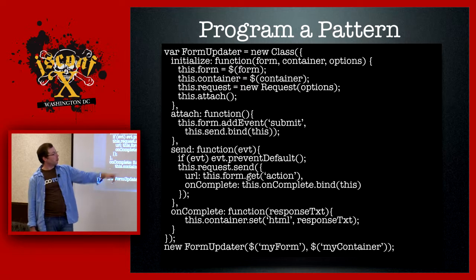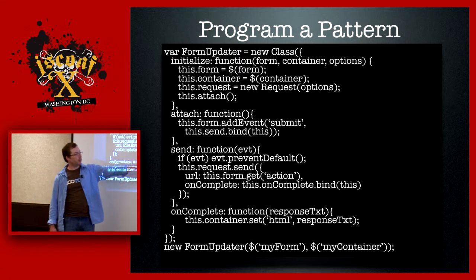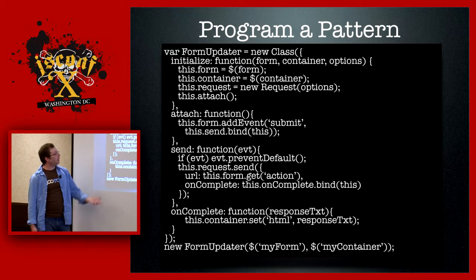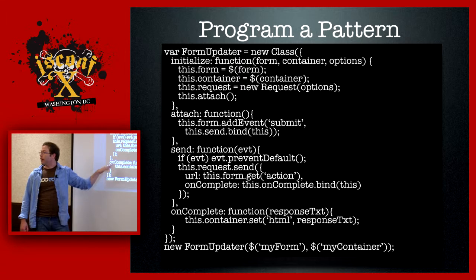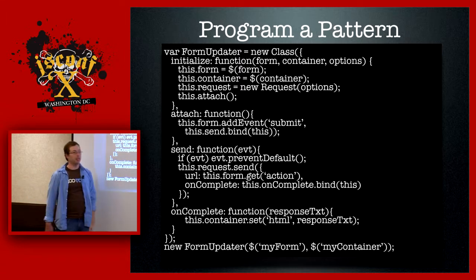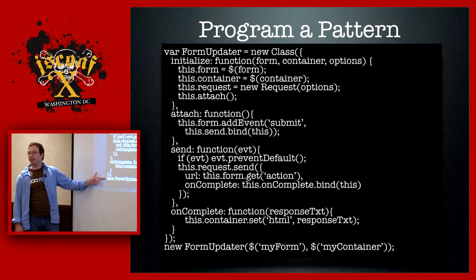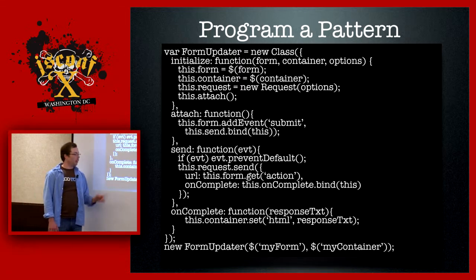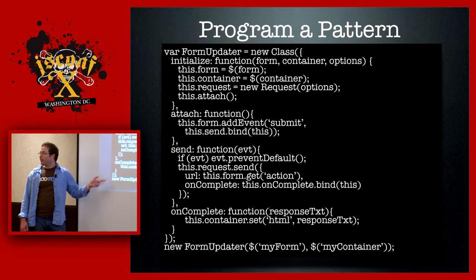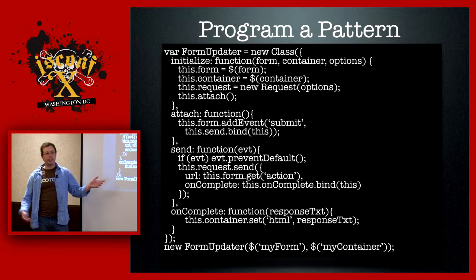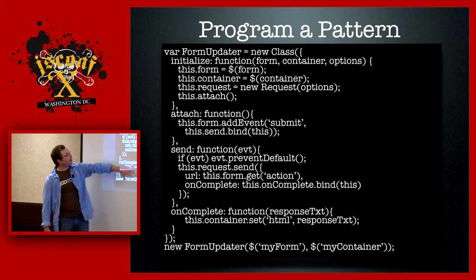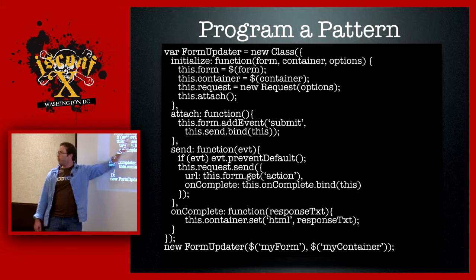So onComplete function response text, this container set the HTML to the response text. Ideally, if I had more room in my slide, I would have also had some sort of event here, like this fire event on update or something like that. And then to instantiate it, new form updater, my form, my container. This line of code, that's the thing that's now in my DOM ready statement, or in my object that is my namespace for my website. And tomorrow, if I need it again, that's the only code I have to write. And if the next day something changes in here, I discover that this is a bug, I only have one place to fix it.